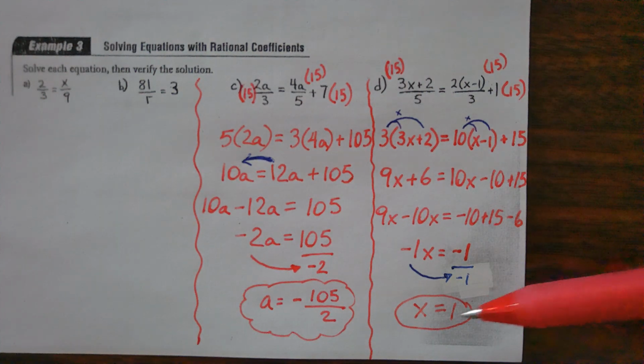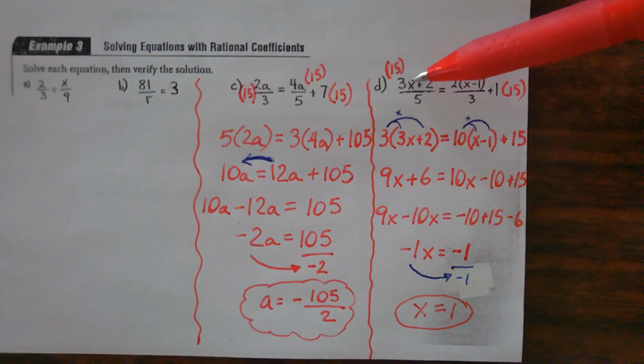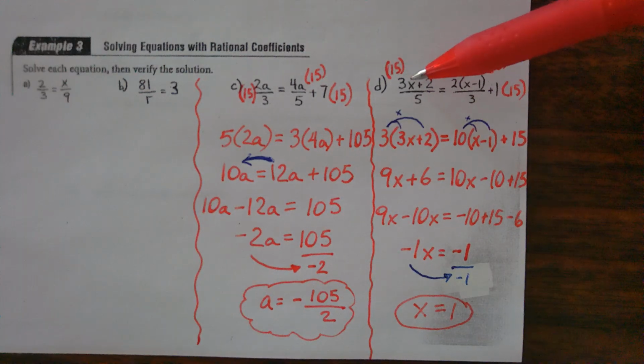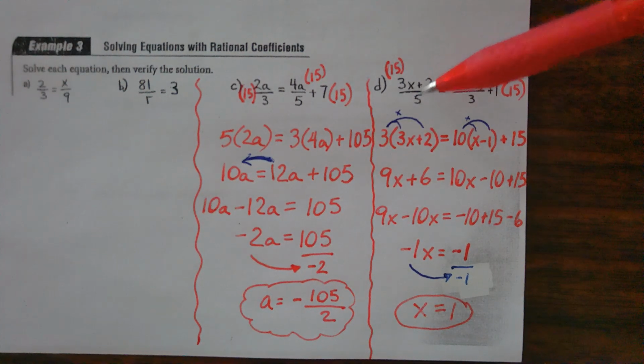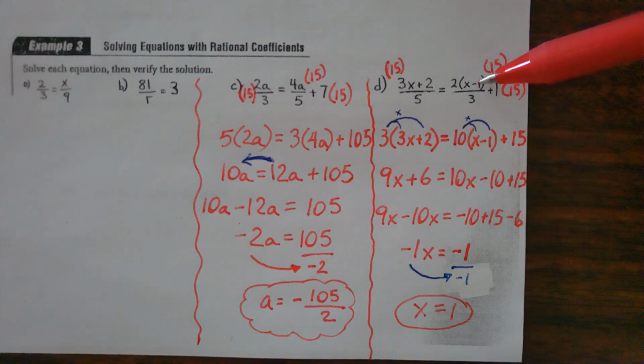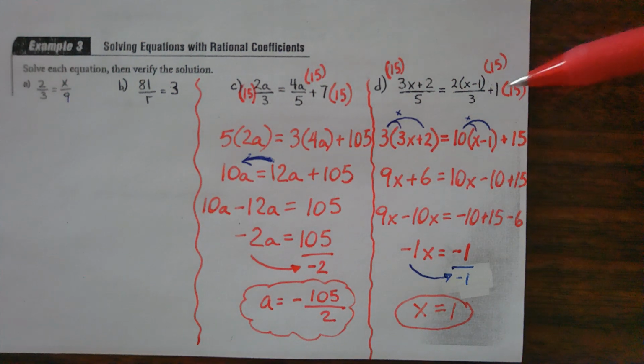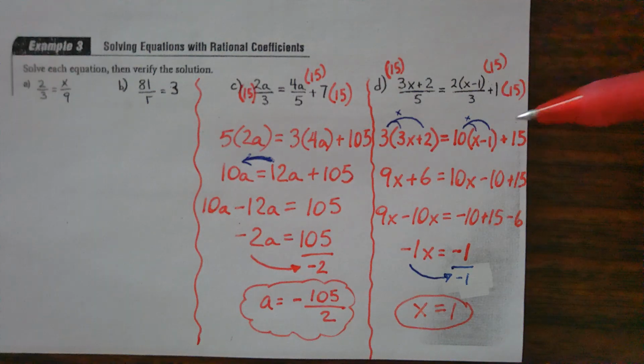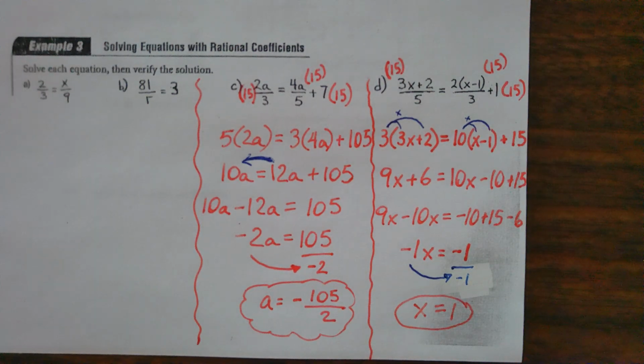Okay, so for example, if I subbed in 1 right here, 3 times 1 is 3, plus 2 is 5, 5 divided by 5, I get 1. Okay, what about this side? 1 minus 1 is 0, so that means 0 plus 1 is 1. Left side equals right side, my answer is correct.